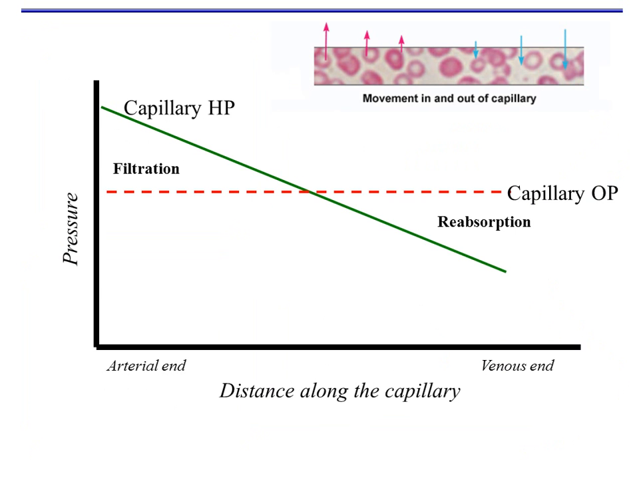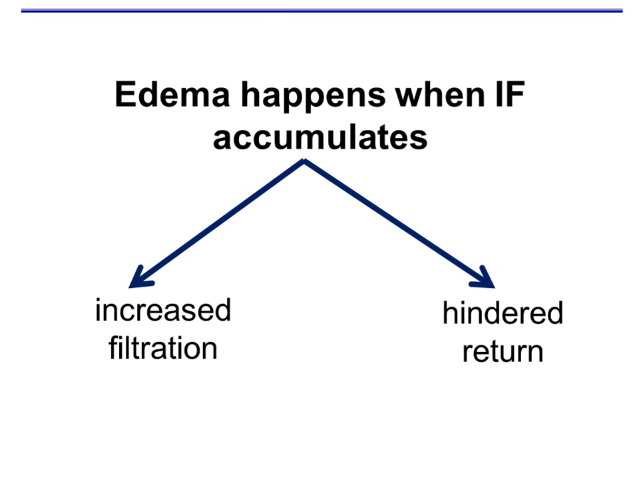I'm not going to go through it, but obviously this is the same concept in a different representation. At the arterial end, we favor filtration because the capillary hydrostatic pressure is high and fluid leaves. At the venous end, we favor reabsorption because capillary osmotic pressure happens to be greater than hydrostatic. The hydrostatic drops, and so reabsorption gets favored. If we don't balance that, we get edema. So edema happens when you have either just too much filtration or not enough return.